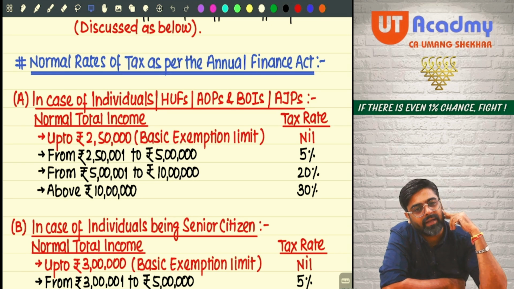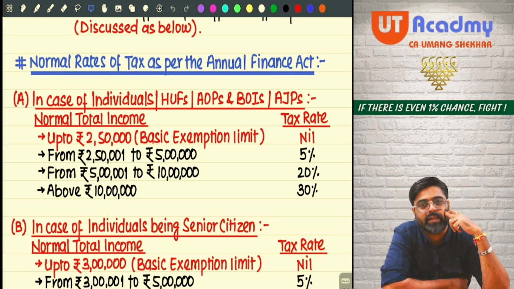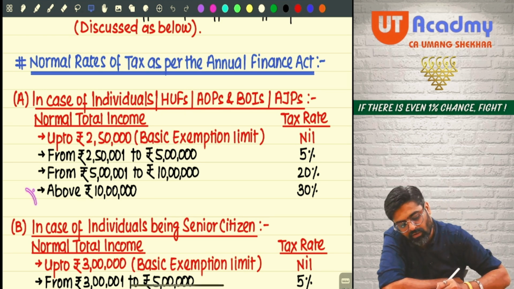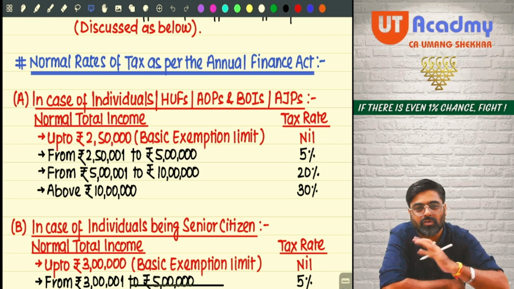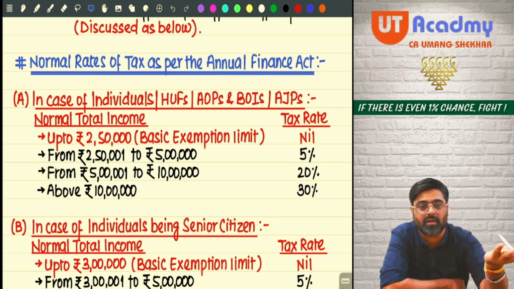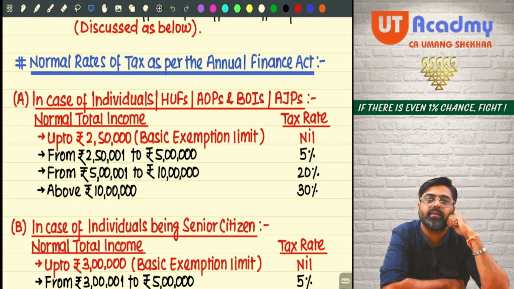Sir, my total income is 2 lakh and 10,000 only. This slab will not come, this slab will not come, this slab will not come. Your entire total income will be covered in this slab only, no? Because up to 2 lakh 50, there is no tax. How much you are earning? 2 lakh 10. Will you pay any tax? No. Done. Hello? Are you all understanding?